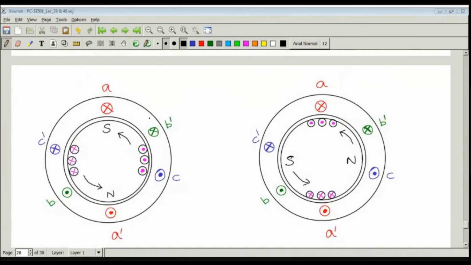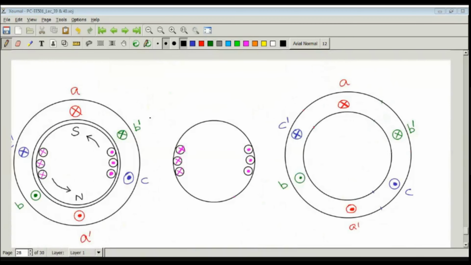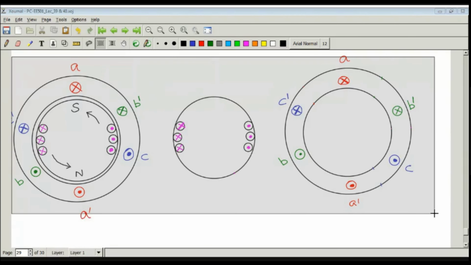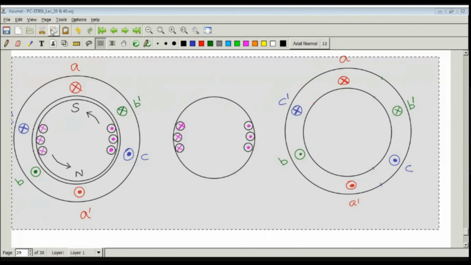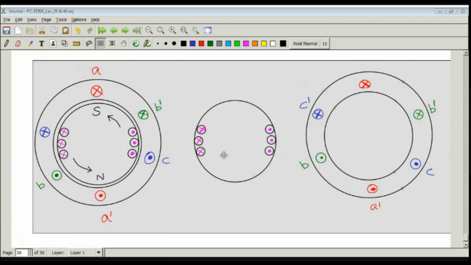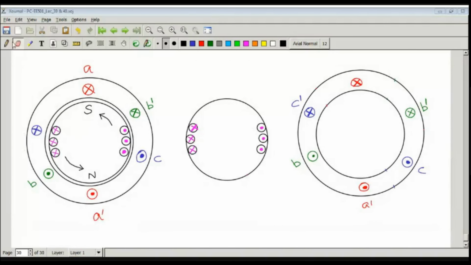Let me copy this portion once more. This will be needed. So we are now going to find out the effect of armature flux on field flux for a synchronous generator operating at unity power factor. That means the power factor will be 1.